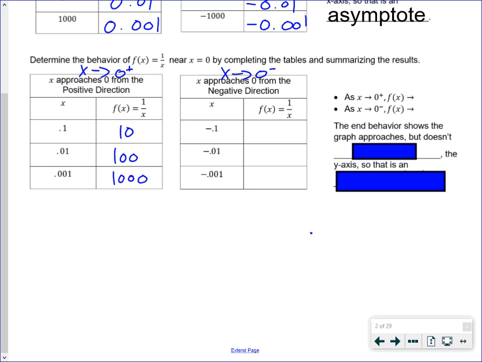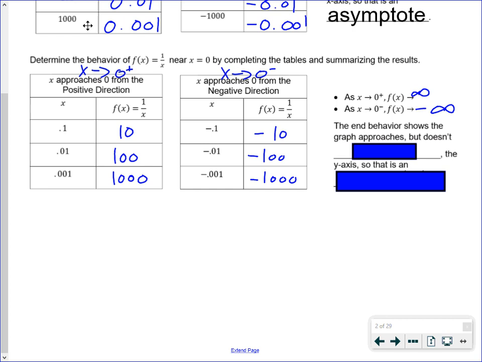So we'll plug in the negative version of those numbers into f of x as well. We get negative 10, negative 100, and negative 1000. Okay? So looking at each table individually, we can see that as x goes to 0 from the right side, from the positive direction, f of x is increasing and making its way to positive infinity. And for the second table, as x is going to 0 from the left side, or from the negative direction, it's slowly making its way to negative infinity.